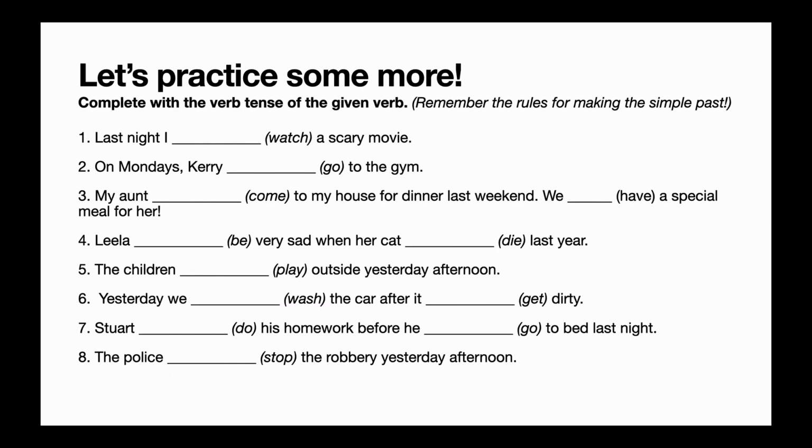Okay, let's practice some more. So let's complete these sentences with the verb tense of the given verb. So remember, we have rules for making the simple past. In these 8 sentences, you're going to see some verbs that are in the past tense, some that aren't, and some that will be regular, and some that will be irregular. So pause the video, go through these 8 sentences, and then unpause the video to see the answers.